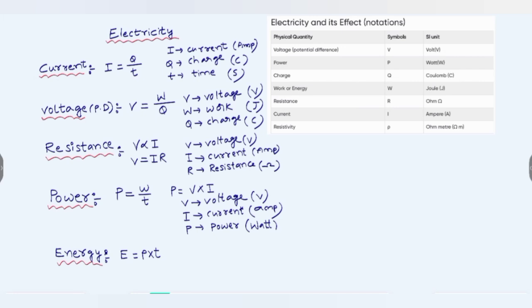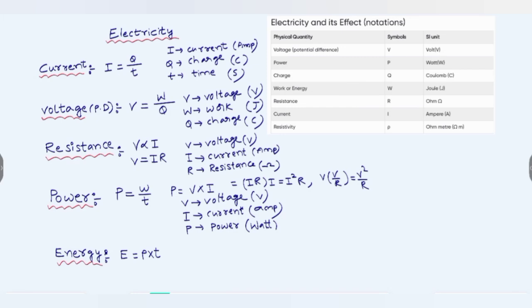Power into time. Here I forgot to tell you one more thing. Power is V into I. In other terms, we already know V is equal to IR, so if you write IR into I, it is I square R. So power can also be written as I square R. Similarly, we can substitute I as V by R, so we get V into V by R, which is V square by R.